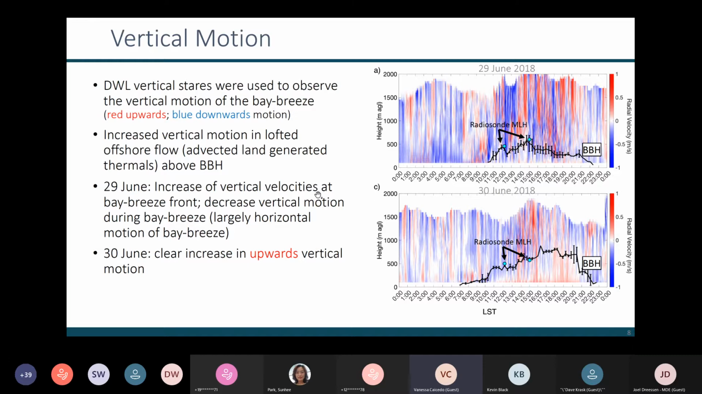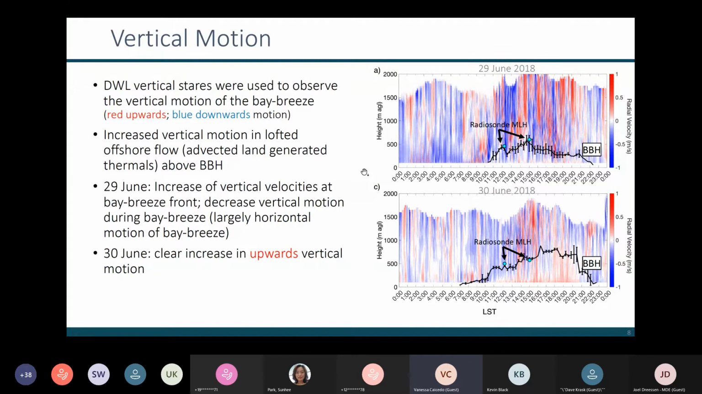And so what we're seeing with these 2 days is that although they are both having a Bay Breeze onset, they are significantly different. For both of them, though, you do see that the offshore flow, especially above the onset of the Bay Breeze, is increased. So the vertical motion from this is increased, and that typically indicates that we're getting some sort of land-generated thermals that are getting advected offshore with a return flow here. So we see that in those 2 days.